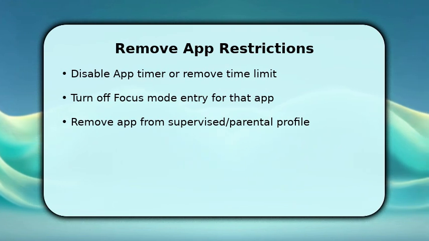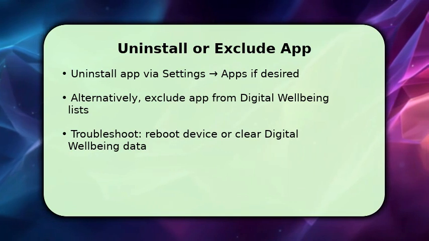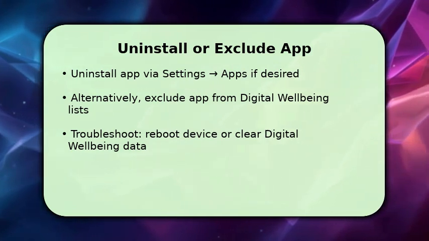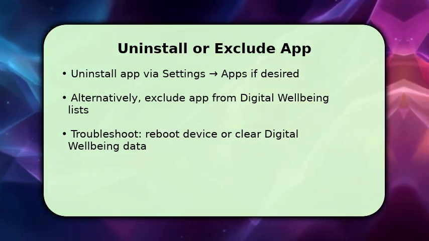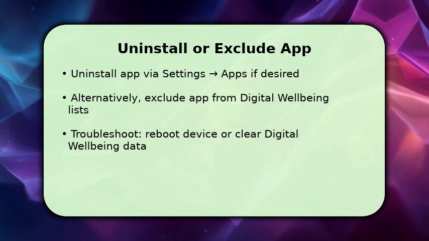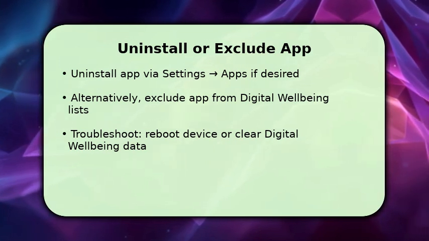Now that restrictions are cleared, decide whether to uninstall or simply exclude the app from Digital Wellbeing tracking. To uninstall, go to Settings, right arrow, Apps, right arrow, select the app, right arrow, uninstall. To keep it but stop tracking, return to Digital Wellbeing and exclude it from the dashboard or focus lists.